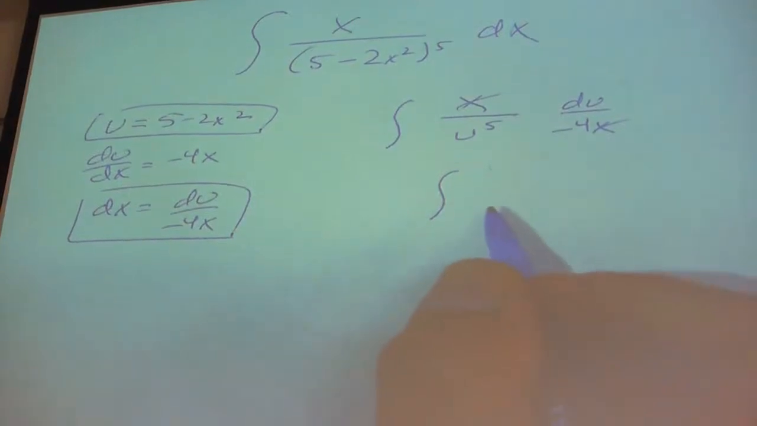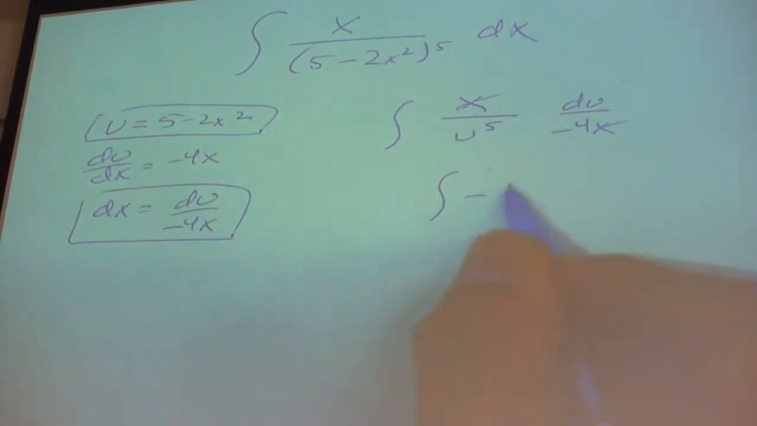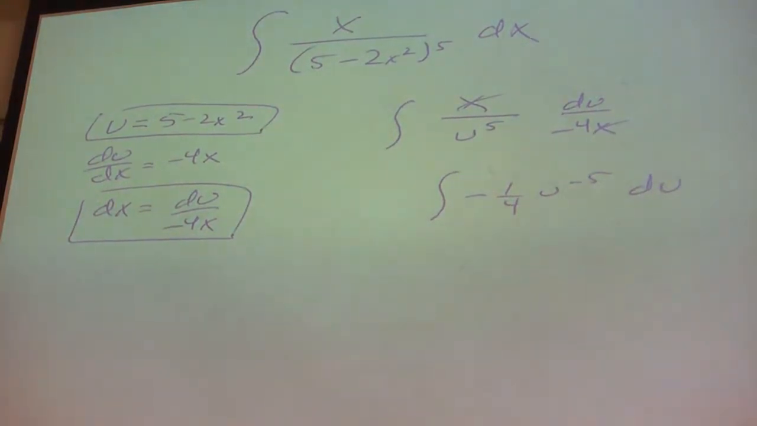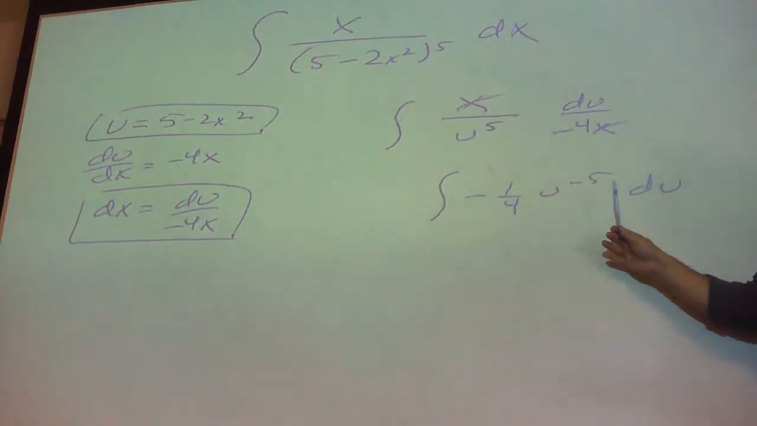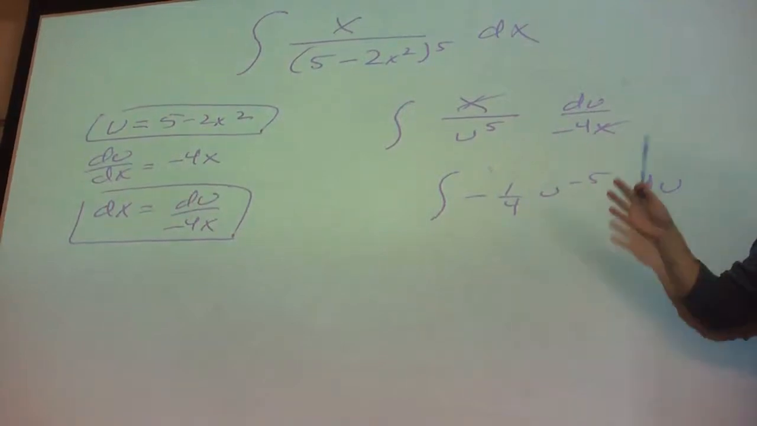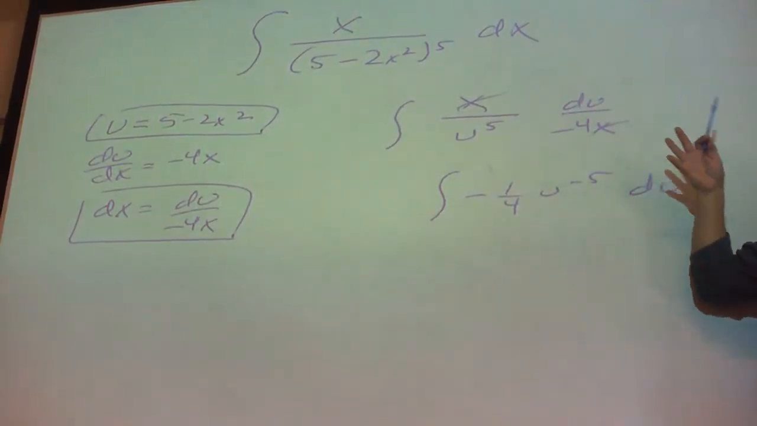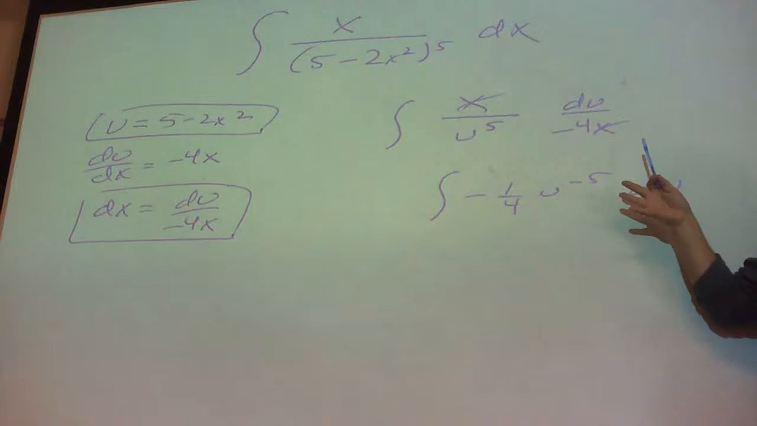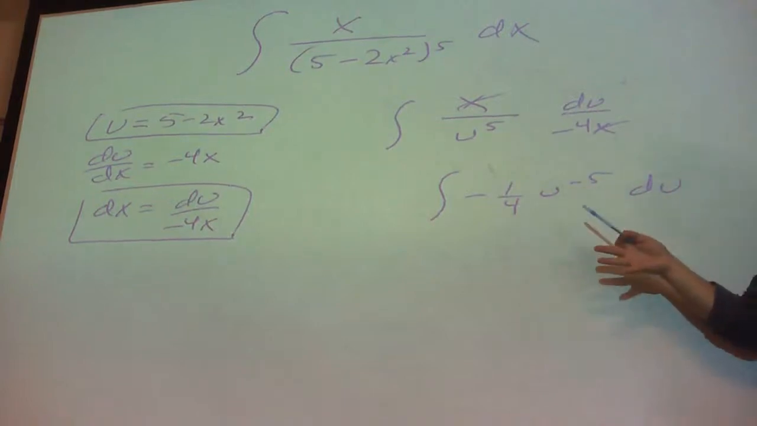What number am I left with in front? Negative 1/4, and then u to the negative 5. Now, this is what I'm really concerned about. This takes a lot of work. Cross out, clean it up. Have I taken the integral? No. So if this was a 10-point problem, let's say, you have only done half of it, if that, because you haven't taken the integral in an integral problem.